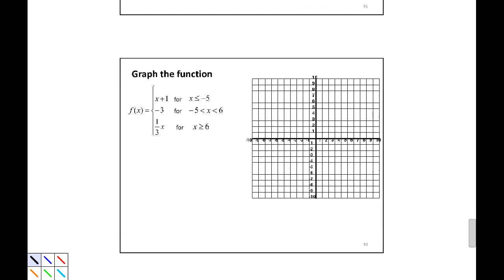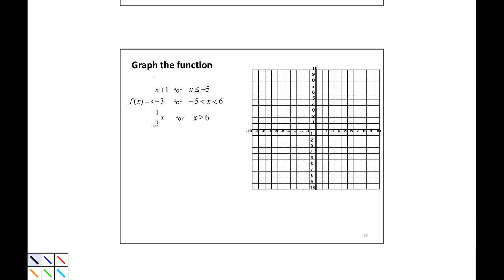So our first function is f of x equals x plus 1 for x less than or equal to negative 5. Second branch of negative 3 for x between negative 5 and positive 6. And 1/3 x for x being greater than or equal to 6. So we're going to make a t-chart for each of these.